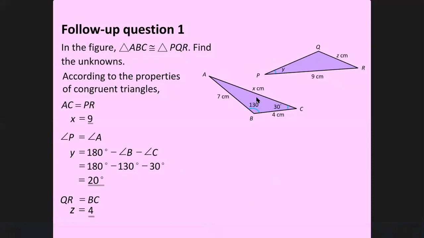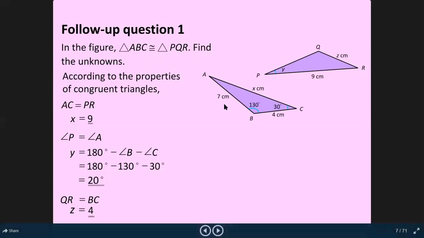It's 9 centimeters because it's congruent to PR. Yes, because we have two congruent triangles. Once we have two congruent triangles, each two corresponding sides are congruent. So we have AC, which will be congruent with PR. Then the answer will be equal to 9 centimeters.